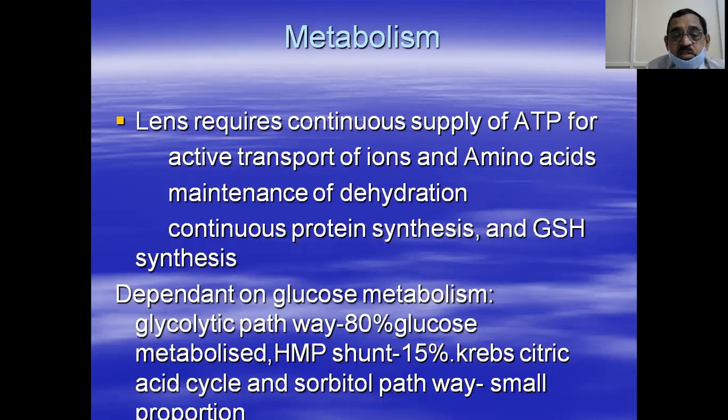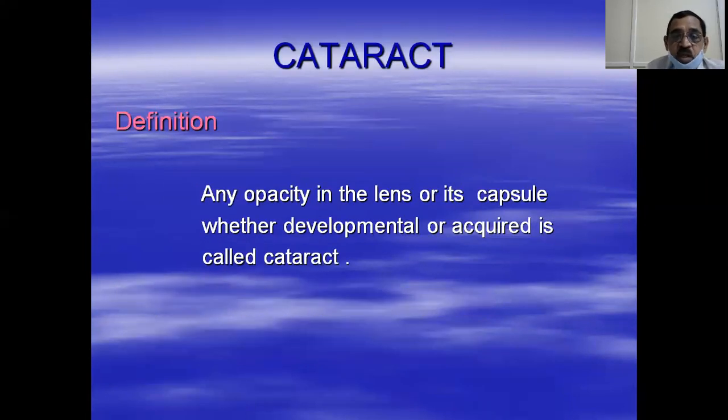So the metabolism in the lens: glucose in the lens is metabolized by nearly four pathways. About 80% of the glucose is metabolized by the glycolytic pathway, 15% by the HMP shunt, and the rest by the Krebs citric acid cycle. And the sorbitol pathway, though it takes a small proportion of the lens metabolism, is very, very important in diabetic cataracts, where sorbitol causes overhydration of the lens matter.